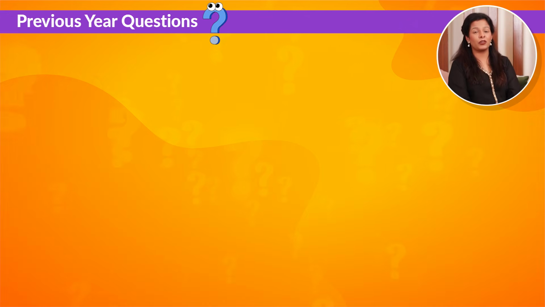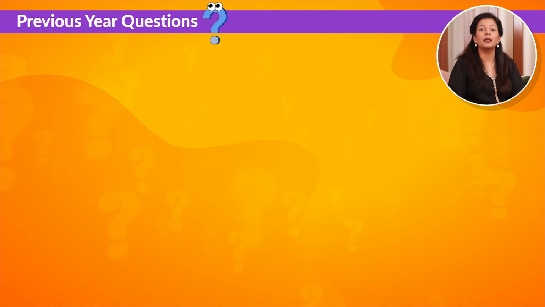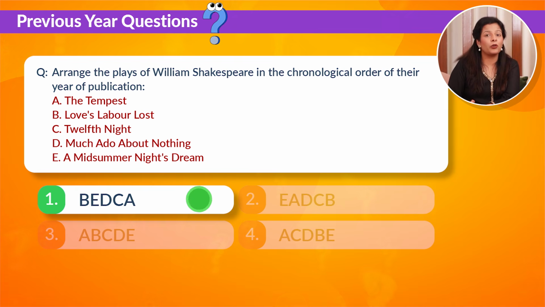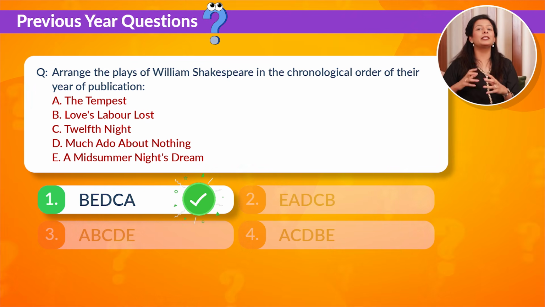Now, let's quickly go over a previous year question to see how easy it becomes to recall chronologies with these tricks. By remembering the memory hack phrases for each section and their corresponding years, we can easily arrange the plays in order, which is Love's Labour's Lost, A Midsummer Night's Dream, Much Ado About Nothing, Twelfth Night, and The Tempest. So, the correct answer is 1, B E D C A.